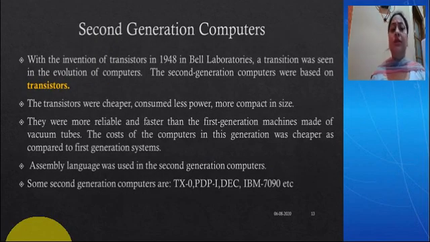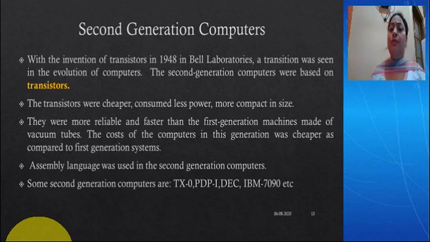The second generation computers. With the invention of transistors in 1948 in Bell Laboratories, a transition was seen in the evolution of computers. The second generation computers were based on transistors. Transistors were cheaper, they consumed less power, and were compact in size. They were more reliable and faster than the first generation computers made of vacuum tubes.